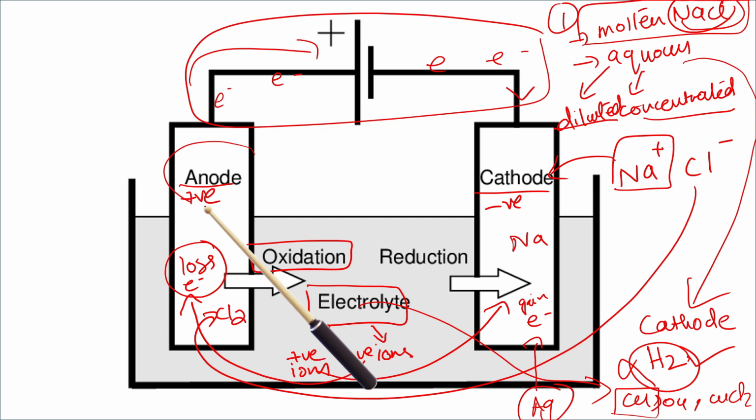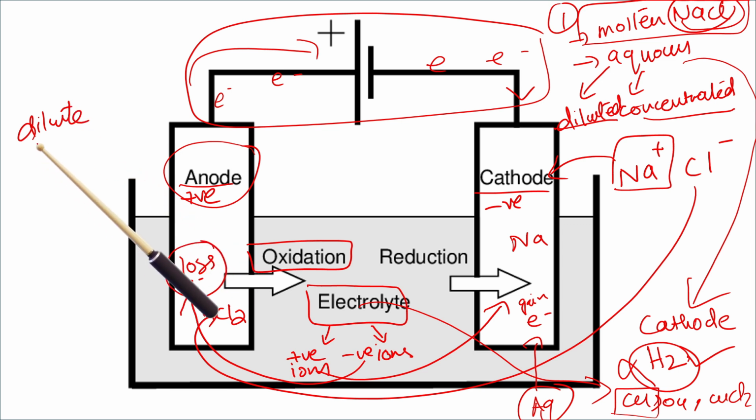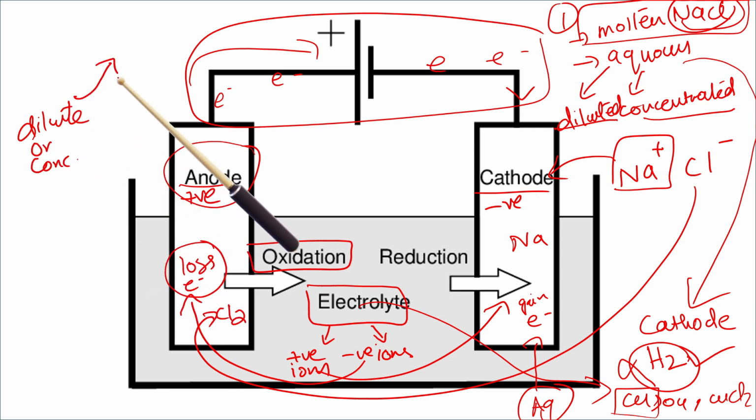Now let's come to the anode. So the anode product is decided by dilute or concentrated solutions. Okay, dilute or concentrated solutions. So if your solution is dilute, what will you get at the anode? You will get oxygen at the anode.